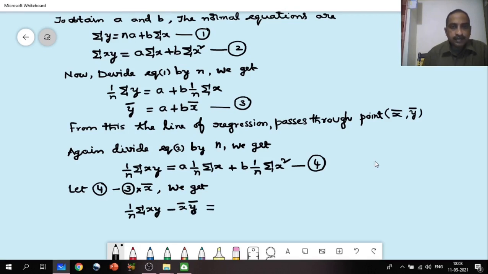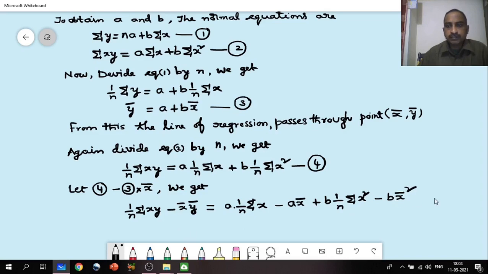The right hand side component is a into 1 by n summation x. This is again a into x bar, minus a into x bar, right? So plus b into 1 by n summation x square. This again you have to multiply with x bar, so minus b into x bar square, right?